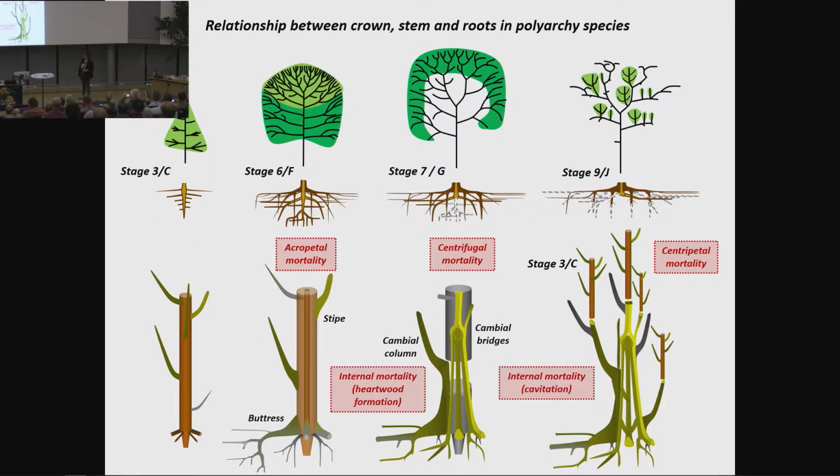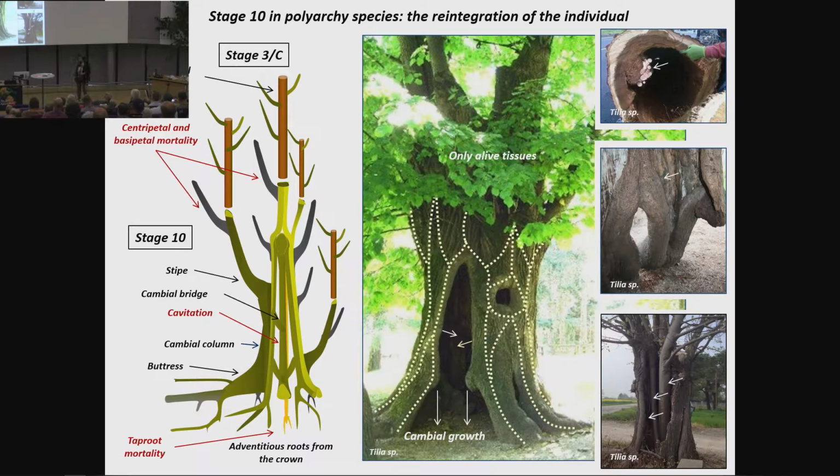So again, the strategy must be the same. And it is, if you go to real trees, exactly as I said. If we look at the lime tree, you can see what I talked about. Cambial columns, you can easily see them. Cambial bridges here. Inside you get adventitious roots. And the newest part here. Because if you look at this tree, there are only alive tissues. The decay did its job and is gone. So no more decay, only alive tissues on this tree.